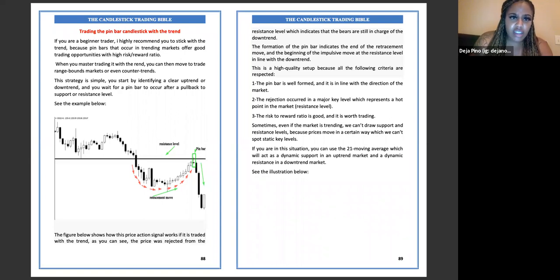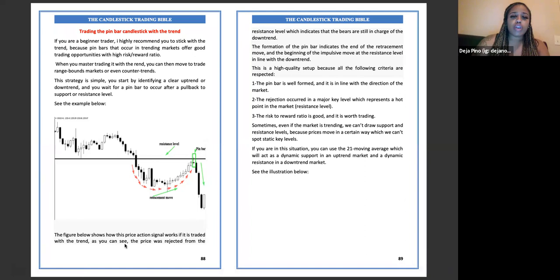So I think we just actually talked about this. Let me read that one more time. You start by identifying a clear trend, right? Identify whether it's an uptrend or downtrend, and then you wait for a pin bar to occur after a pullback to a support resistance level. So that's pretty much what I always talk about with you guys, waiting for the pullback, and then you can get in on the pin bar, and that will be your confirmation to get into the market. So it's literally telling you when to get in and how.